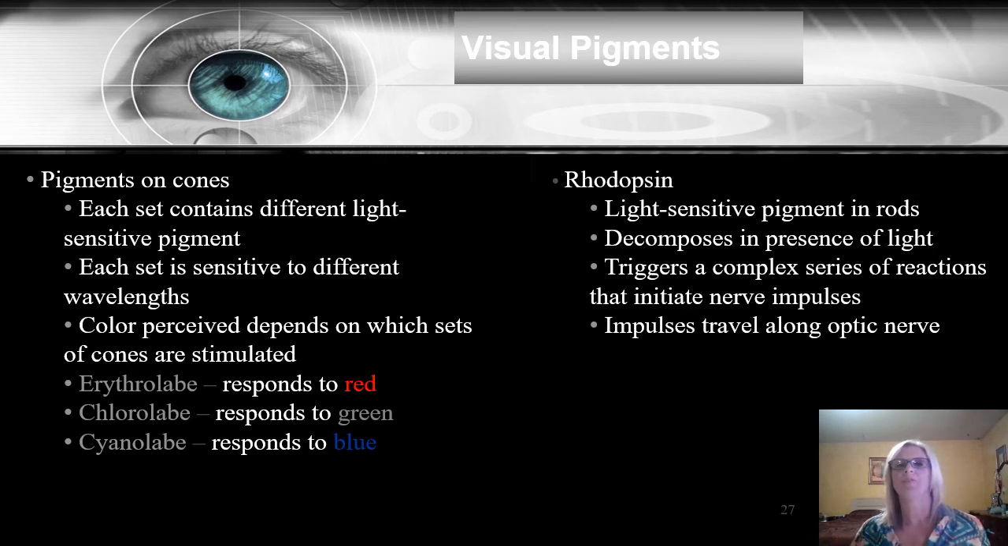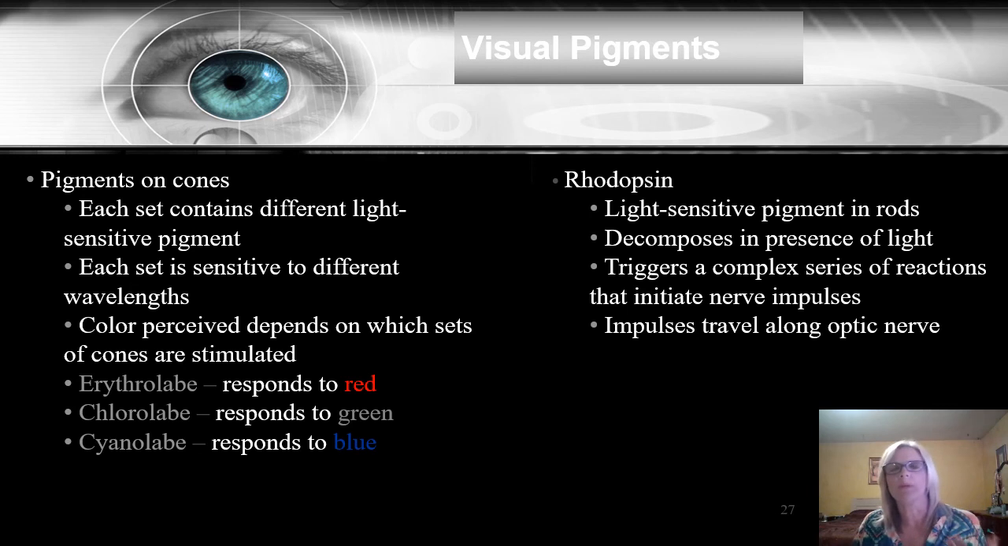Let's look at the different visual pigments here. The color receptors in the retina are most sensitive to light waves that are red, green, and blue. And you can see the correlations here. Erythrolabe is red, chlorolabe green, cyanolabe blue. The color perceived depends on which sets of cones are stimulated. All right, so if it stimulates red and blue, you might perceive that as purple. In order to see white light, you would have all of these stimulated.